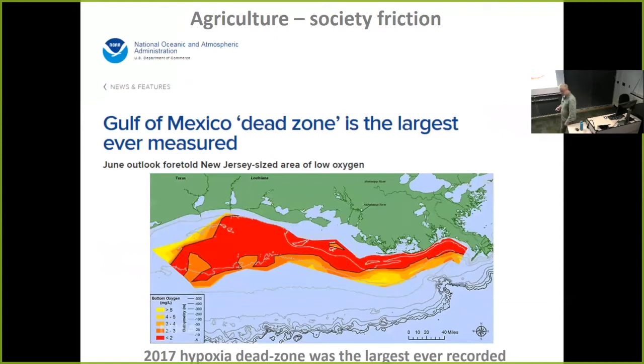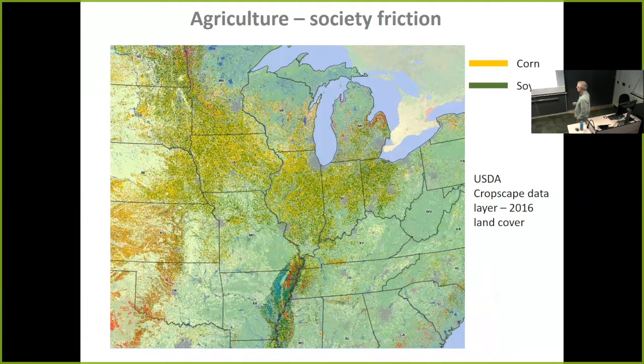And this is the Gulf of Mexico. I'm pretty sure you all heard of what's called the dead zone. Every summer, inputs of nutrients from upstream lead to hypoxia in the Gulf of Mexico. And actually last summer was the largest dead zone ever recorded. So in spite of many efforts that have been made, it's really hard to show progress in this respect.